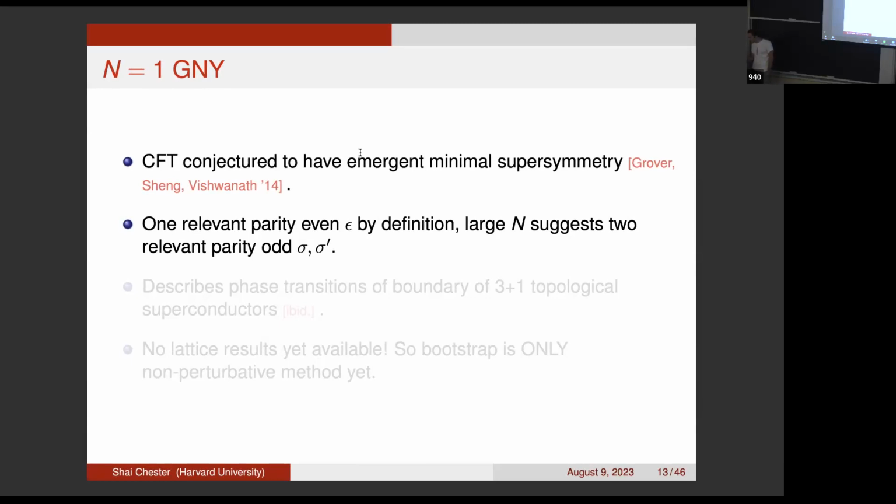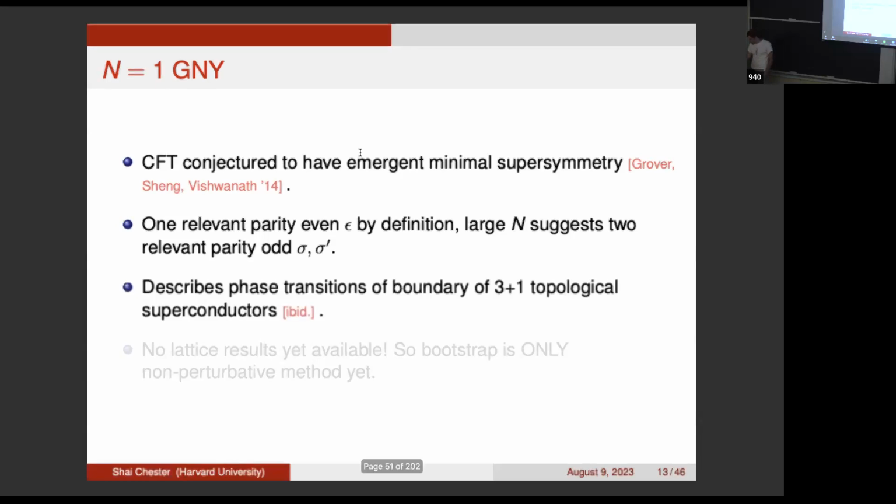Anyways. So this theory, by definition of being a critical theory, has one relevant parity-even operator, which we call epsilon, and then large N studies suggest that it has two relevant parity-odd operators, called sigma and sigma prime. And this was proposed in this paper by Fisher et al. to describe phase transitions at the boundary of topological superconductors. And so this is something people will be studying, hopefully in the near future, especially now that we have room temperature superconductors.